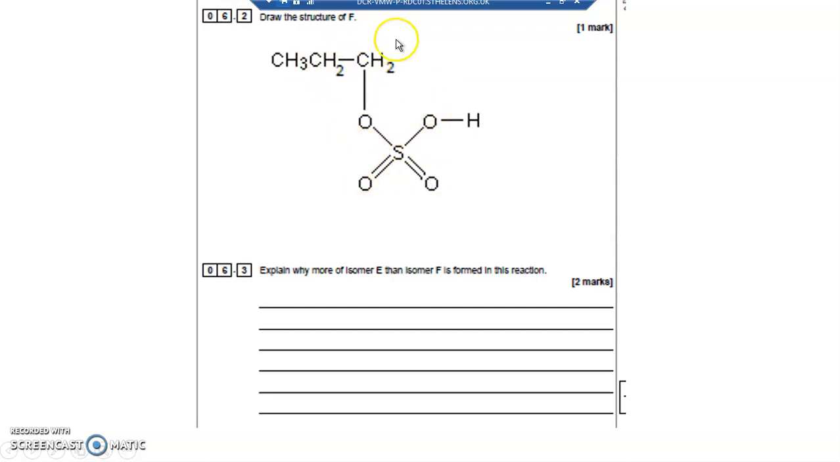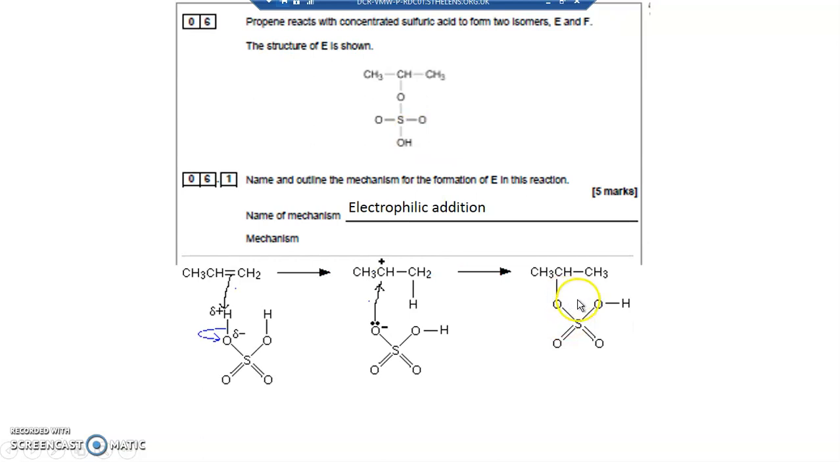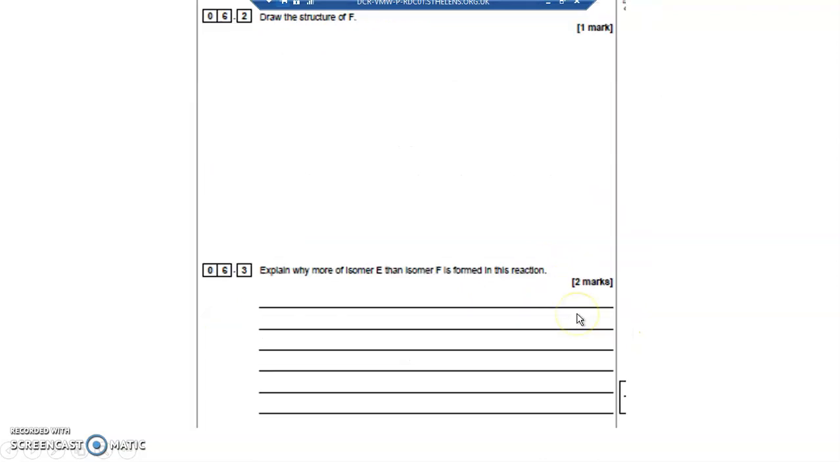This is the minor product. This is what's probably not going to happen. A small amount will be made, but it's probably not going to happen. The major product is going to be this one. So why is this one formed? Why does the hydrogen go onto the end, onto the carbon that's got most hydrogens already, and leave the plus charge in the middle, and the sulfuric acid joins onto the middle carbon, carbon number 2, instead of going onto carbon number 1? And the answer to that is here.